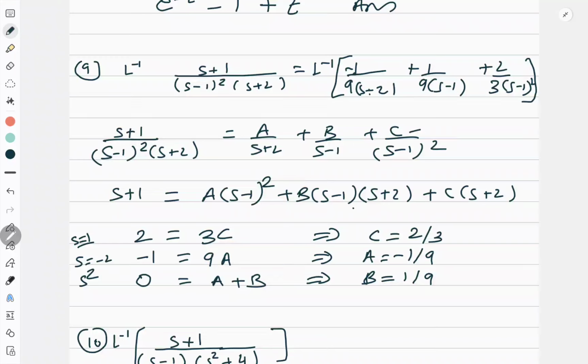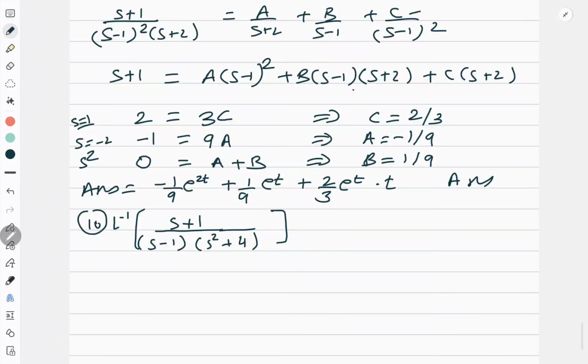So what will be the Laplace inverse? I will write down the answer directly now. It will be minus 1 by 9 e to the power 2t plus 1 by 9 e to the power t plus 2 by 3 e to the power t into t. So this will be my answer. Now let's move to the next question.